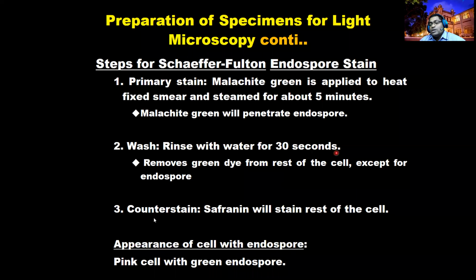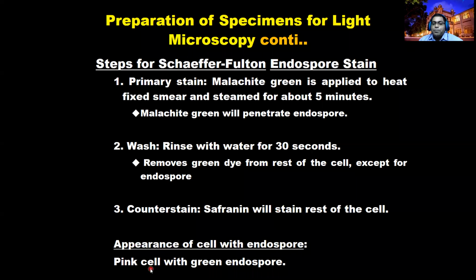Then the counterstain. Always a counterstain is used, except in this acid-fast stain. In the acid-fast stain you are using methylene blue as a counterstain. But for many other staining purposes, safranin is a counterstain. It stains the rest of the cells.